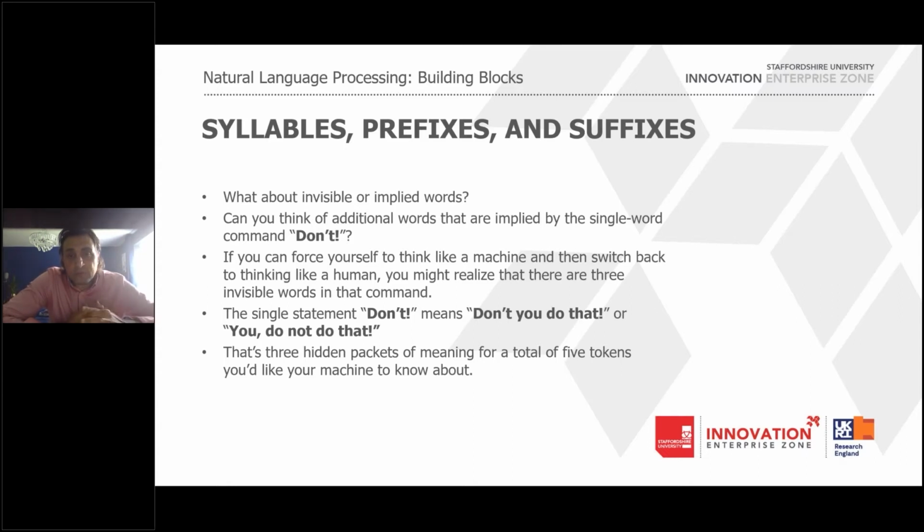So if you can force yourself to think like a machine and then switch back to thinking like a human, you will find that you might want the machine to be able to infer hidden words. Like when I say "don't," you want the machine or the computer to infer "don't do something." There is a verb next to it and there is a subject, which is something missing, but you as a human, from your experience, can add this information. So these 3 hidden packets of meaning, for a total of 5 tokens, you would like your machine to know about and to be able to add.